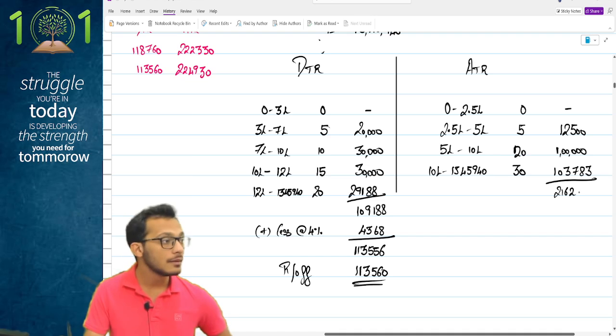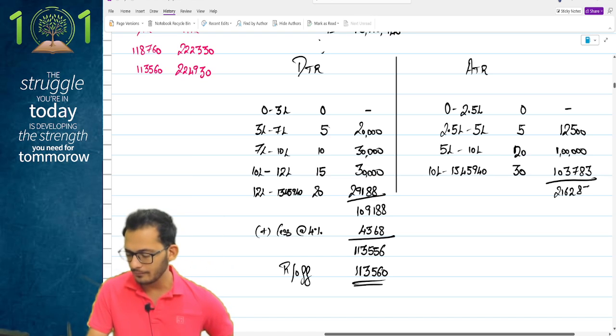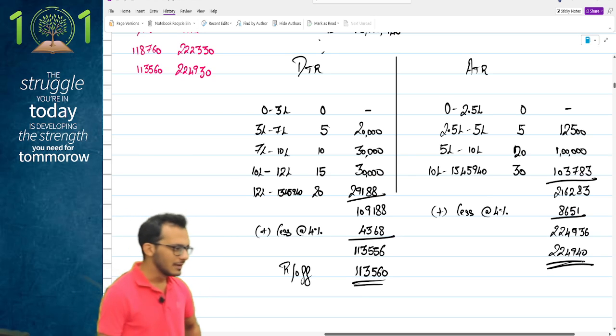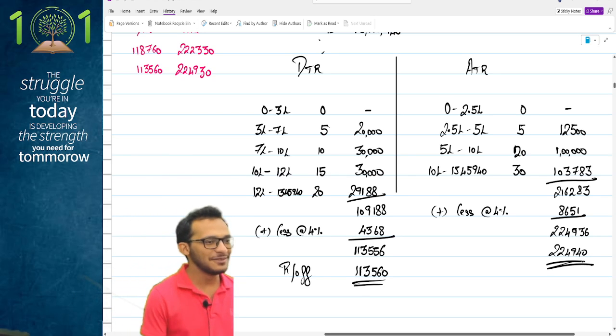2,16,283. Add cess at the rate of 4%, number becomes 8,651. Total becomes 2,24,936, which gets rounded off to 2,24,940. Somehow Ishan saved himself.